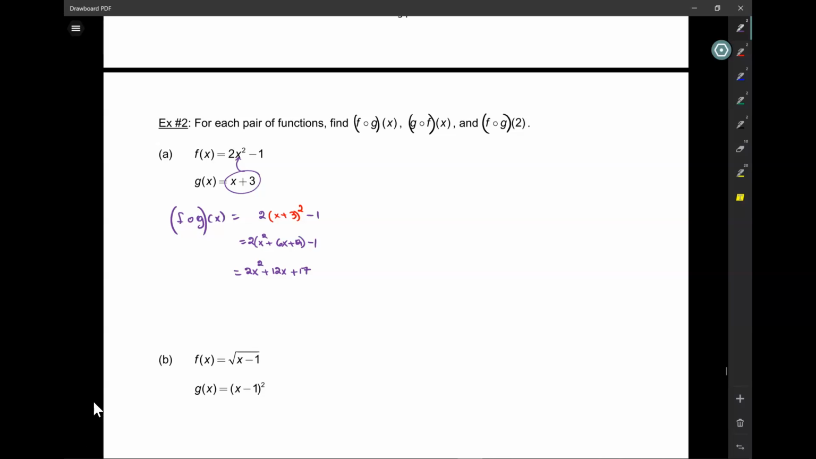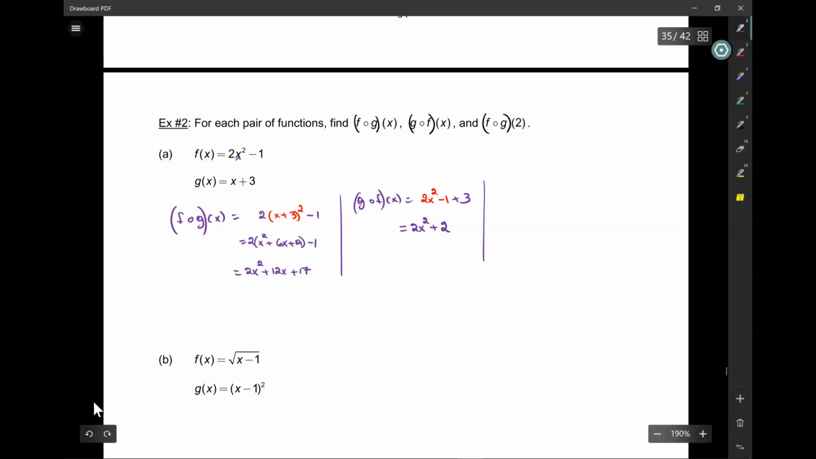And then minus 1, so it's 17. All right. And then what's g of f of x? Now, f will go into g. So that's going to be 2x squared minus 1 plus 3. So that's 2x squared plus 2.